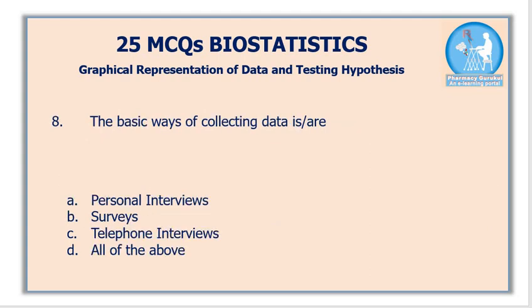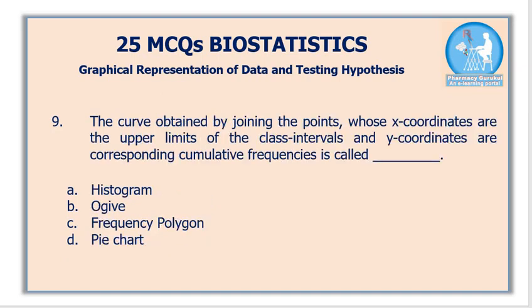8th question. The basic ways of collecting data are, and the correct answer is option D, all of the above. Data can be collected by personal interviews, surveys, and telephonic interviews. 9th question. The curve obtained by joining the points whose x coordinates are the upper limit of the class interval and y coordinates are the corresponding cumulative frequency is called, and the correct answer is option B, ogive curve.